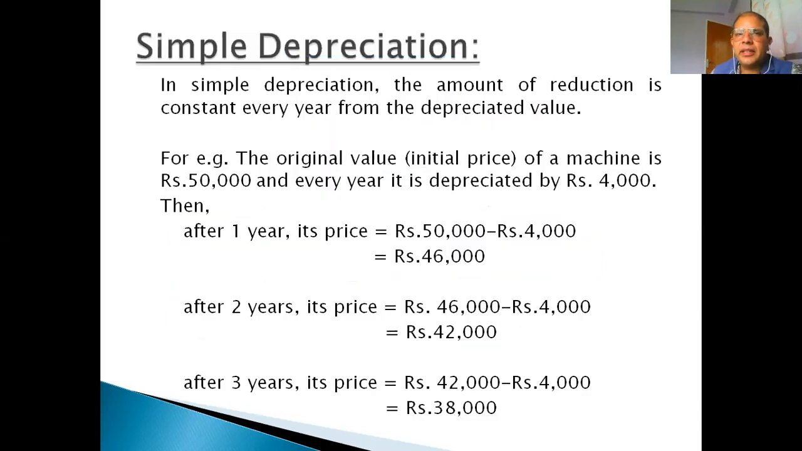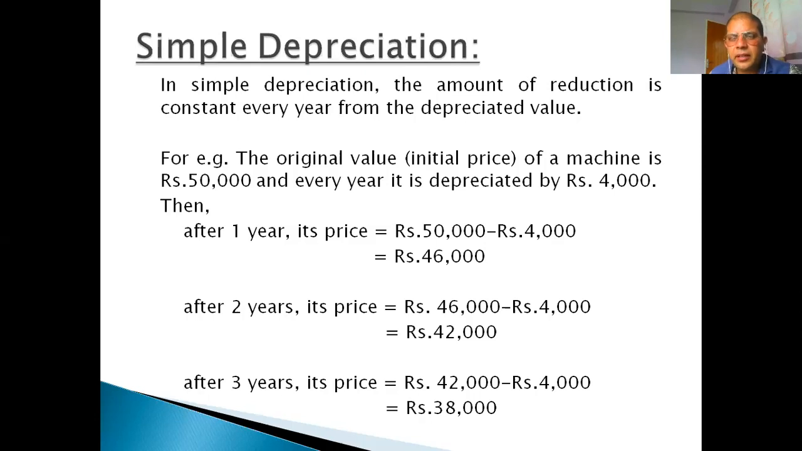In simple depreciation, the amount of reduction is constant every year from the depreciated value. In this example, you can take it easily. For example, the initial price of a machine is rupees 50,000, and every year it is depreciated by rupees 4,000. Then after 1 year, its price is 50,000 minus 4,000, 46,000.